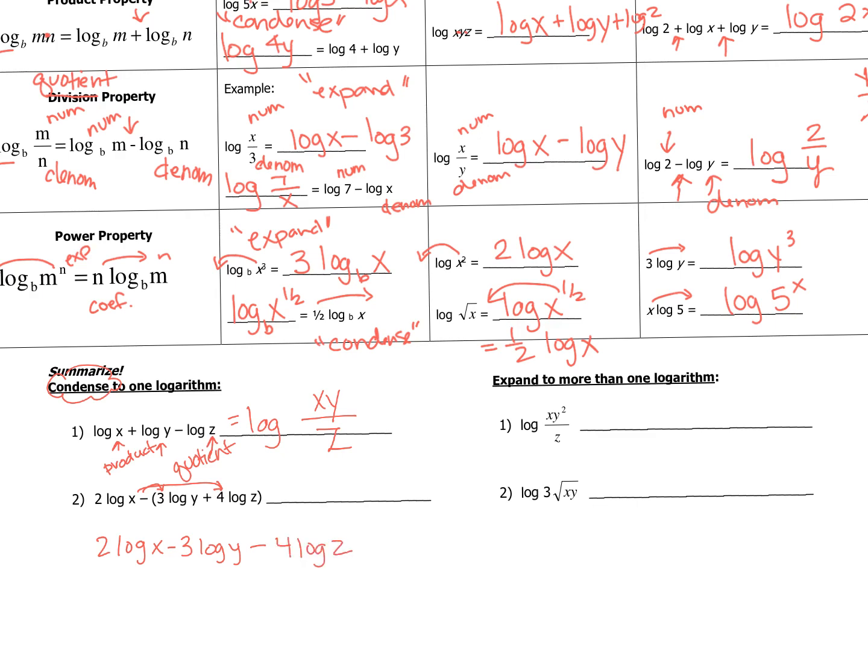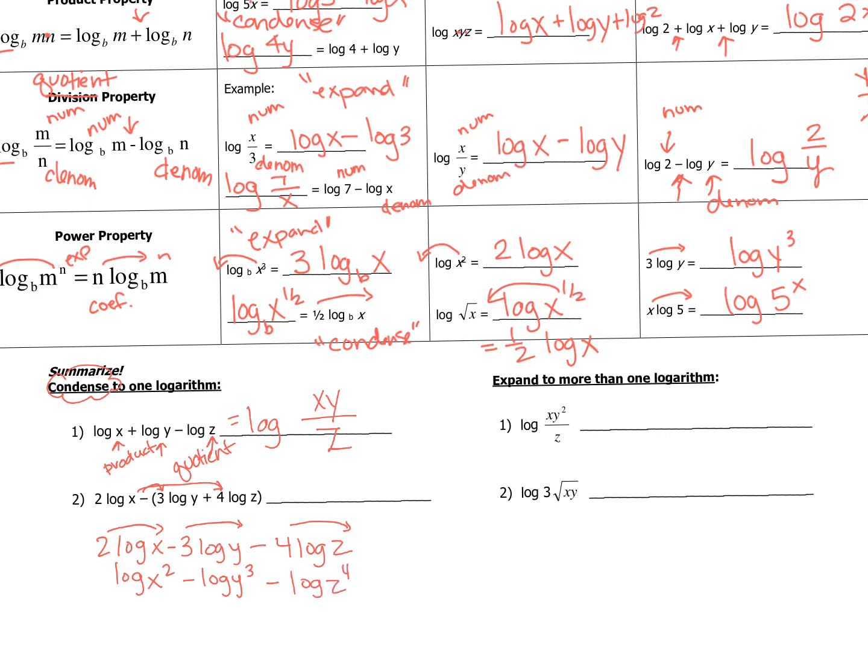So first of all, unlike number 1, I have coefficients down in front. So when I condense, I use the power property to move those coefficients up as exponents because everything gets smaller, tighter, more condensed. So this is really log of x squared minus log of y cubed minus log of z to the 4th.